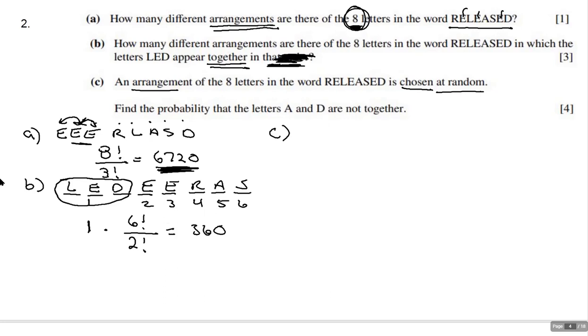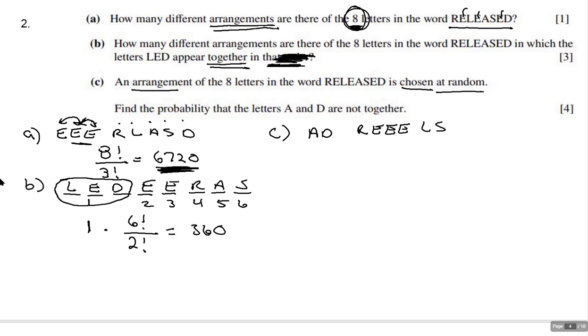So they use different words. Sometimes they're going to say these things have to be separated. Sometimes they'll say these things can never be together. So A and D can't be together. That means the same thing as being separated. So what I'm going to do now is write down A and D, and then all the rest of my letters are R, E, E, E, L, S. Let's see. 1, 2, 3, 4, 5, 6, 7, 8.